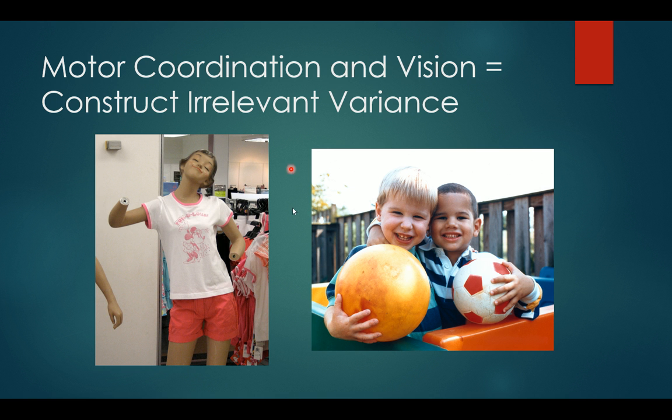So this girl has no hands, so apart from the fact that she's a plastic mannequin, she would probably score very badly on the block design task because she would either be slow or she would be inaccurate. But that isn't because of her low IQ. That's because she doesn't have any hands. So I'm not measuring her IQ, I'm measuring this construct irrelevant variance.